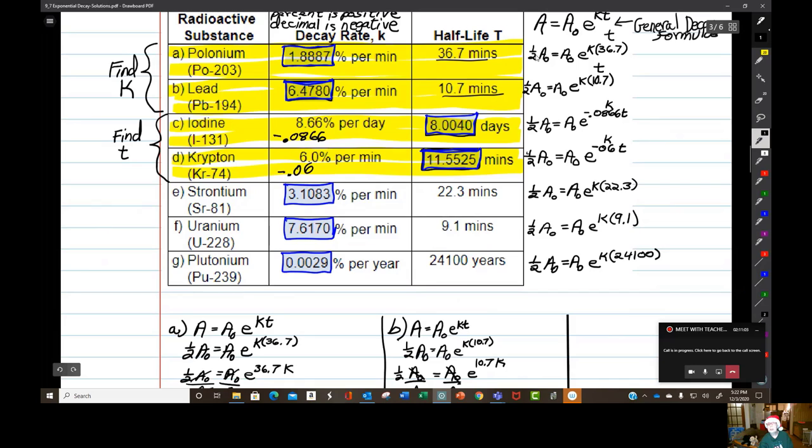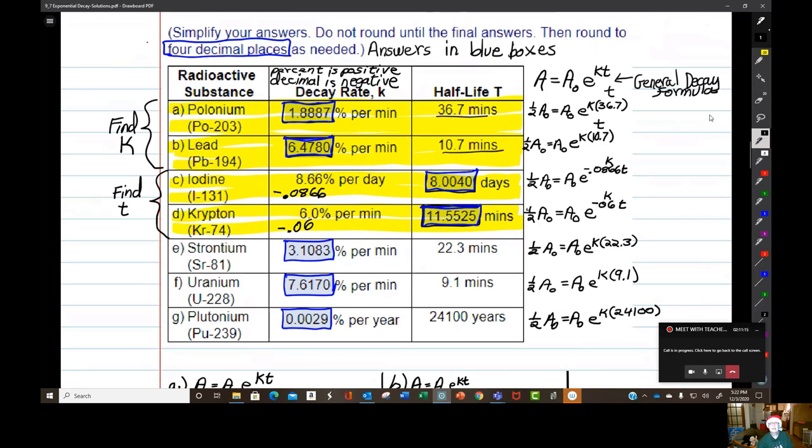All right, here is the first equation, the equation you start with when you're doing a half-life problem. This will make sense when we talk about what A is in this general decay formula. A is the amount remaining. A naught is the amount you start with. So this is remaining, and then I'll put start right here. With half-life problems, the amount remaining after a certain amount of time called the half-life is half the amount you started with.